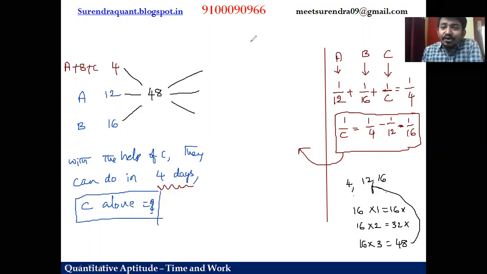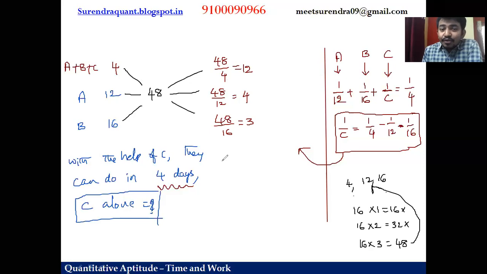Okay. Now we know that the 1 day work is total work by the number of days. So for ABC, 48 by 4 is 12 units. What about A? 48 by 12, I mean total work by number of days, guys. That is 4 units per day. What about B? 48 by 16, which is 3 units, right? We simply take 48 by 12 is 4, 48 by 16 is 3.